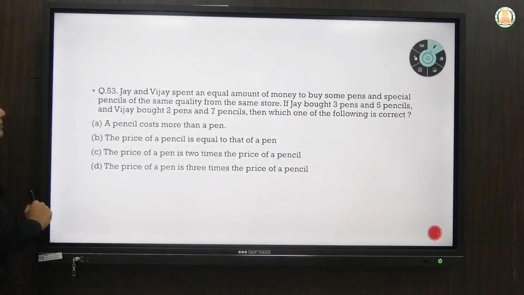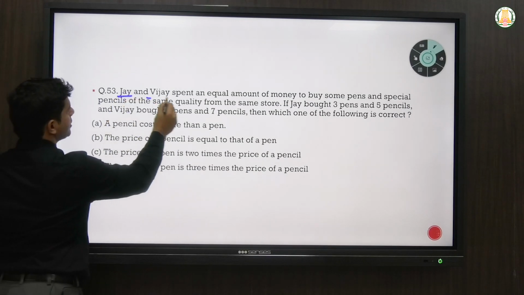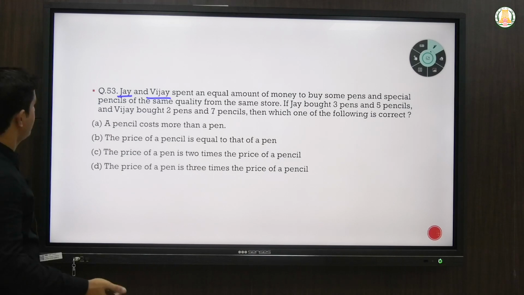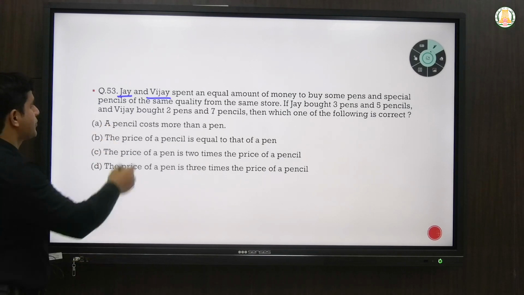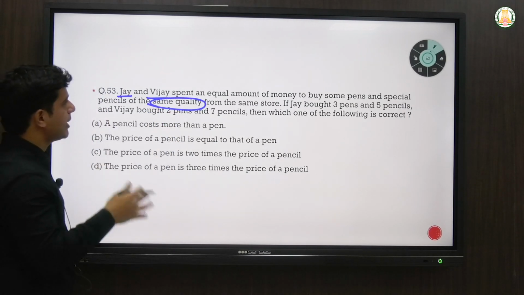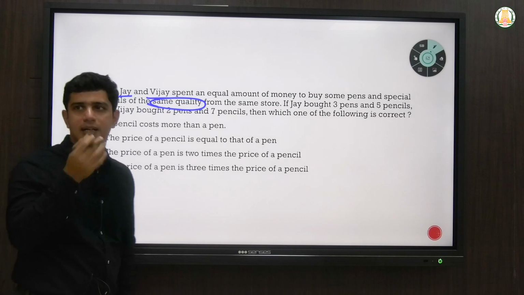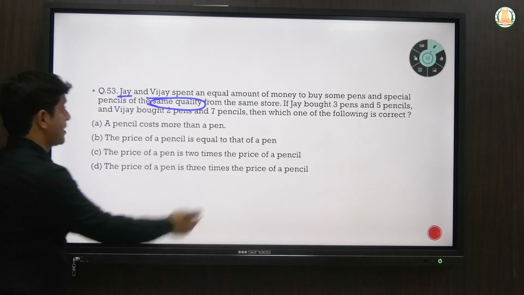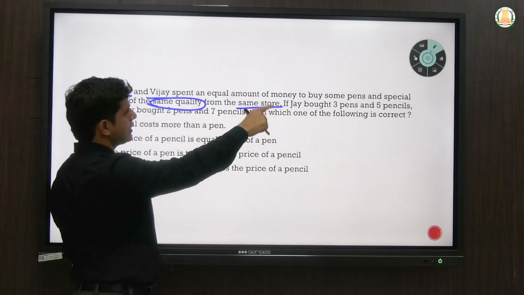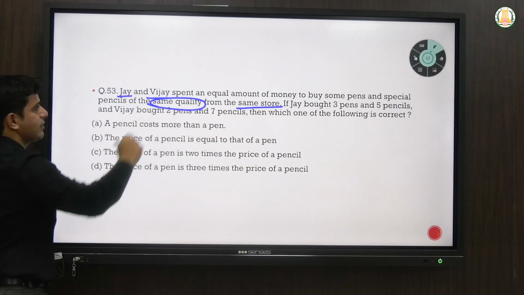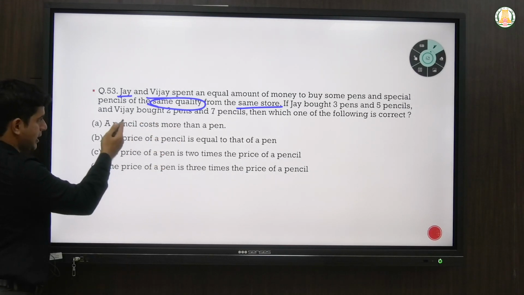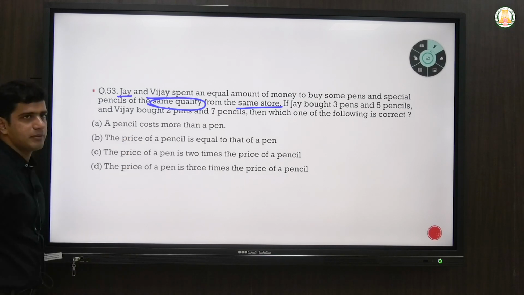Okay. So next question, there are two persons, Jay and Vijay. It says they spent an equal amount of money to buy some pens and pencils of the same quality. That means all the pens and pencils they're buying are from, let's say, the same shop, the same brand, from the same store. Everything is the same basically. If Jay bought 3 pens and 5 pencils, and Vijay bought 2 pens and 7 pencils, then which one of the following is correct? He's basically comparing the price of a pencil and the price of a pen here.